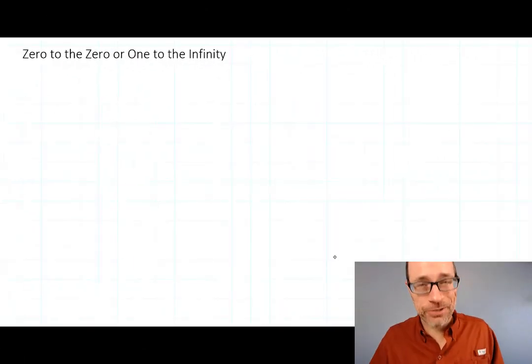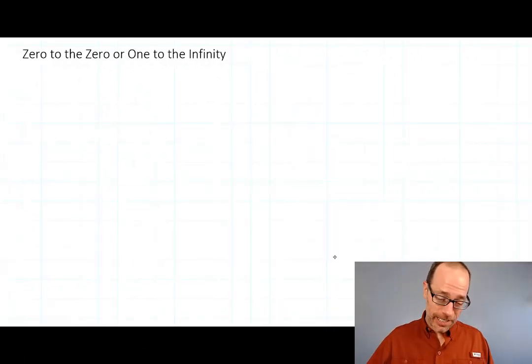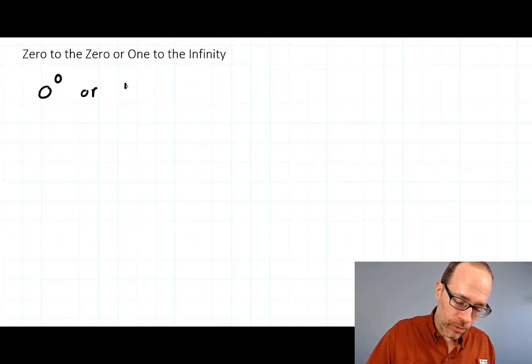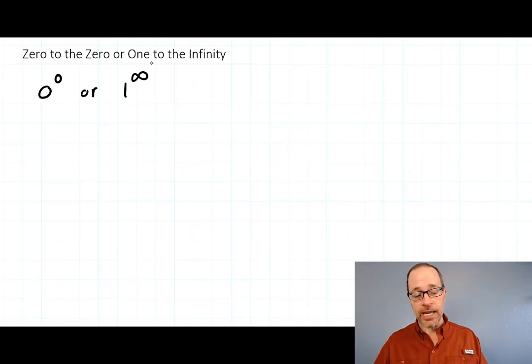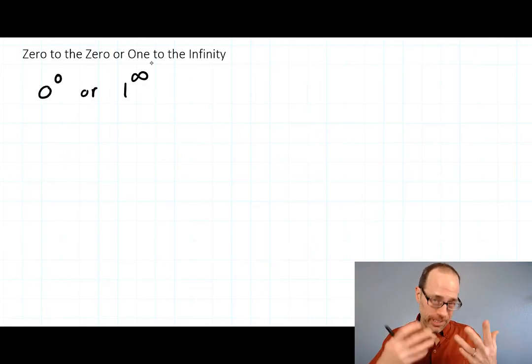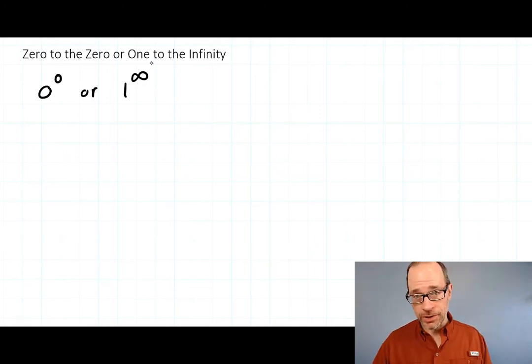All right, welcome back to our final installment of L'Hopital's rule. Here we're going to learn how to handle things that look like 0 to the 0 or 1 to the infinity. Again, L'Hopital's rule doesn't apply. It's not 0 over 0 or infinity over infinity, but we can massage it into a way that L'Hopital's rule will be useful.